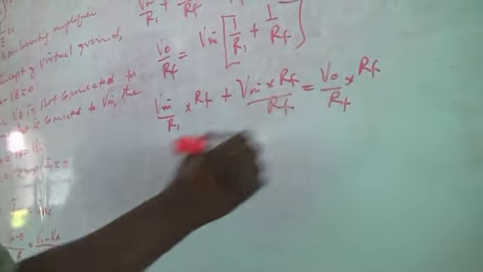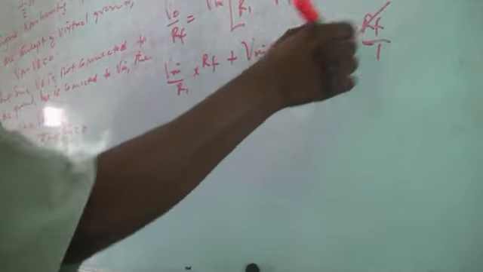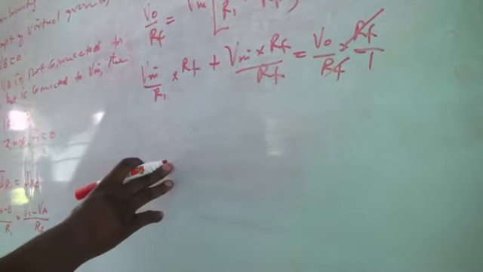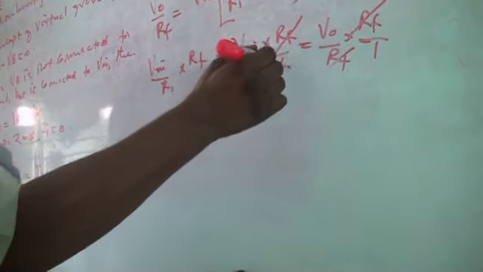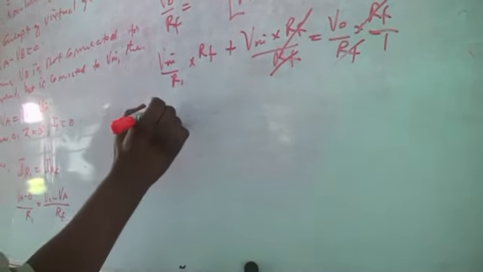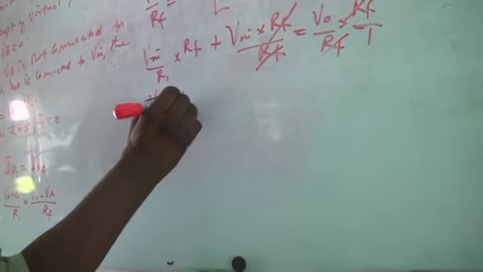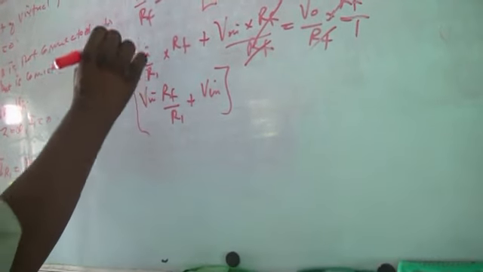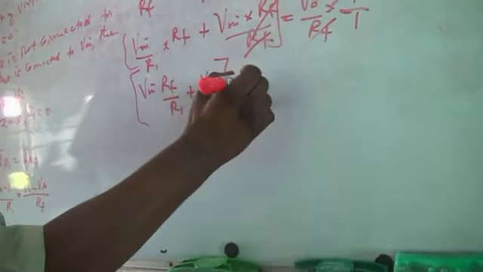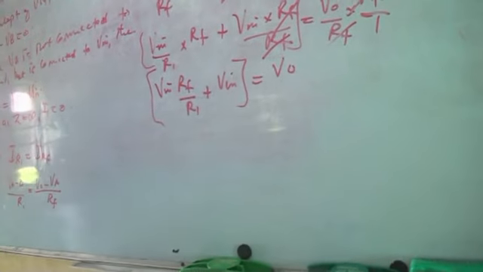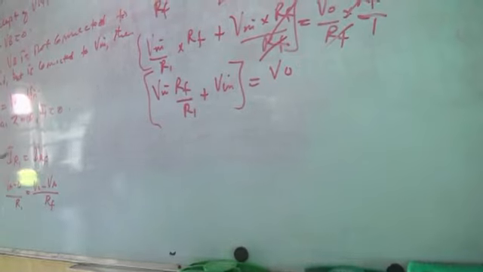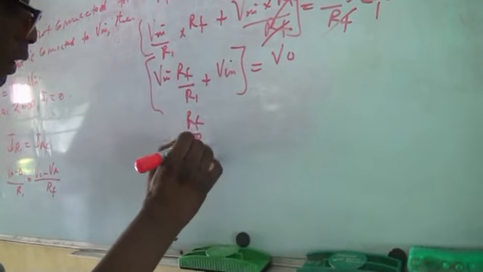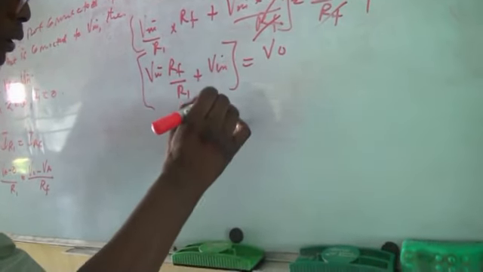times RF over 1. You know that this one will gently cancel out. Okay? Leaving you with these other components here. And another thing that will happen is this one too will cancel out. Abi? You have V in RF over R1 plus V in equals to what? V naught. So automatically, if you remove the V in here, you are going to have your answer as V naught, or you have RF over R1 plus 1.